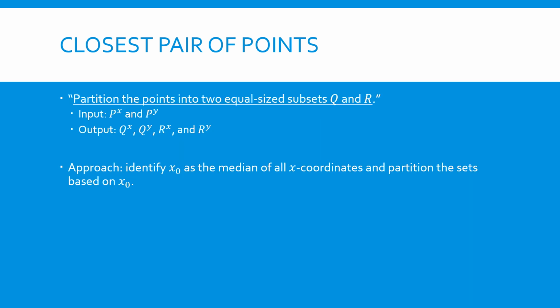Let's look at the first step. Partition the points into two equal-sized subsets, Q and R. The main idea is to identify the median x-coordinate. Since we have Px, the set of points sorted by their x-coordinates, we can simply take the point in the middle and use its x-coordinate to divide the space. The corresponding function should take Px and Py as input and return Qx, Qy, Rx, and Ry.